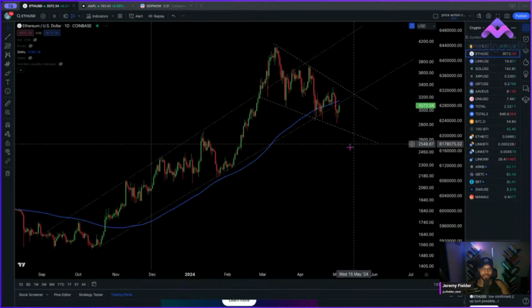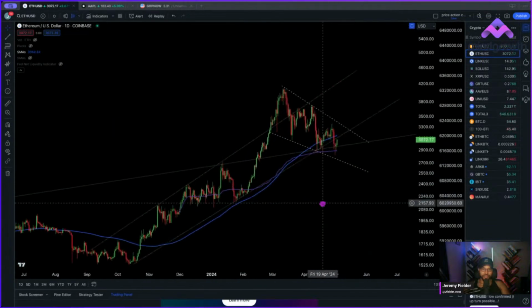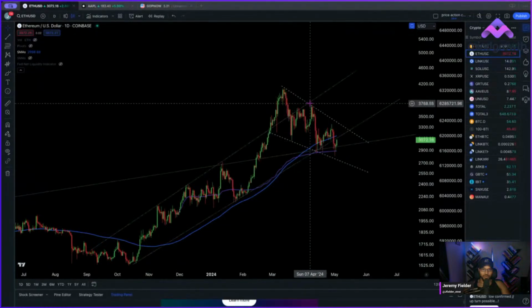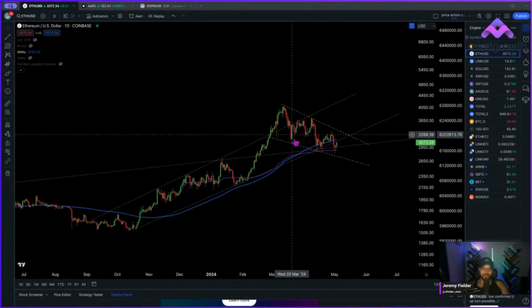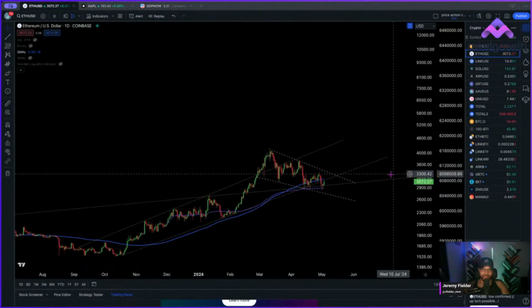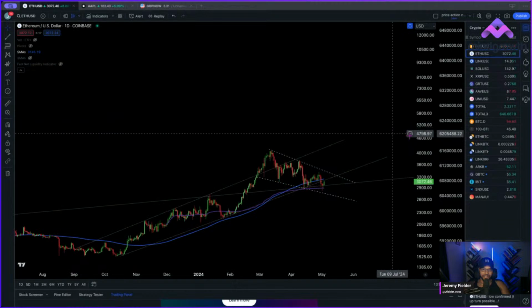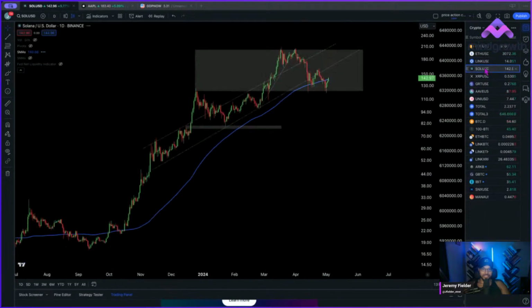You have Ethereum, same thing. It's just in a very sharp, beautiful downwards flag, right? Bull flag. I mean, that's a bull flag. If you've ever seen one, this is a bull flag. So Ethereum's going to break out. Don't get intimidated by the price. Ethereum looks really good. I'm still watching. I mean, Solana looks good.